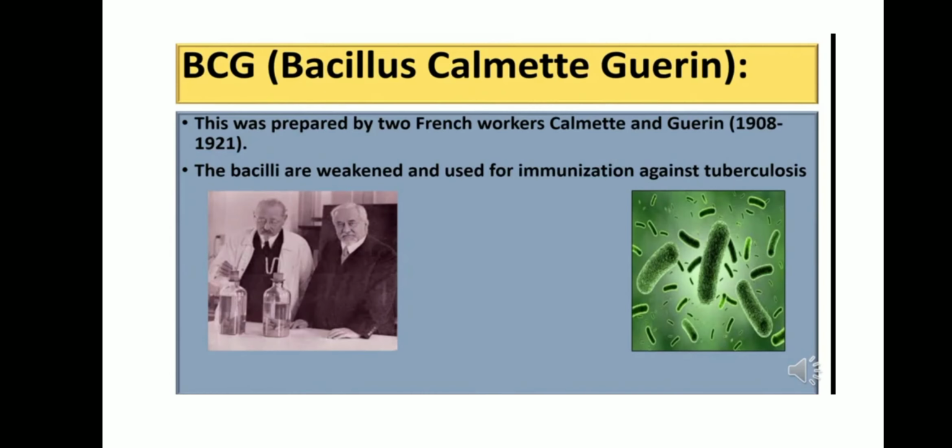Now let's see about the vaccines. BCG, full form Bacillus Calmette-Guerin. This was prepared by two French workers, Calmette and Guerin, between 1908 and 1921. The bacilli, you know, it's bacteria, was weakened and used for immunization against tuberculosis, a respiratory tract infection, TB. So what is used against this TB? Bacilli. Who prepared this? Calmette and Guerin.